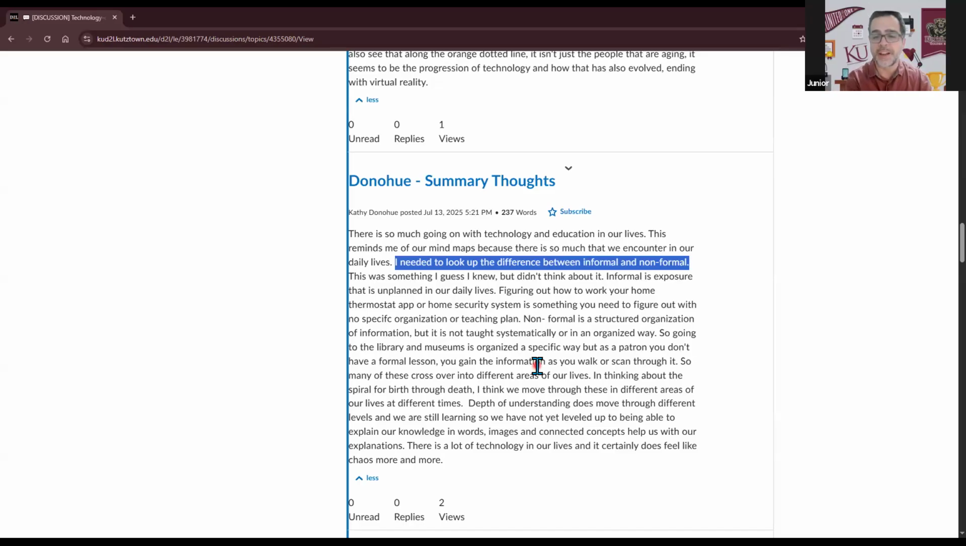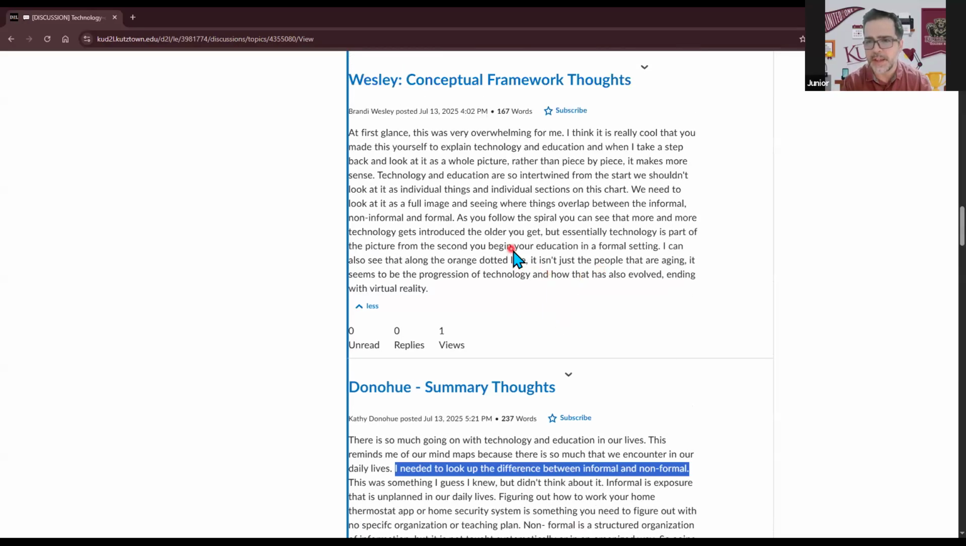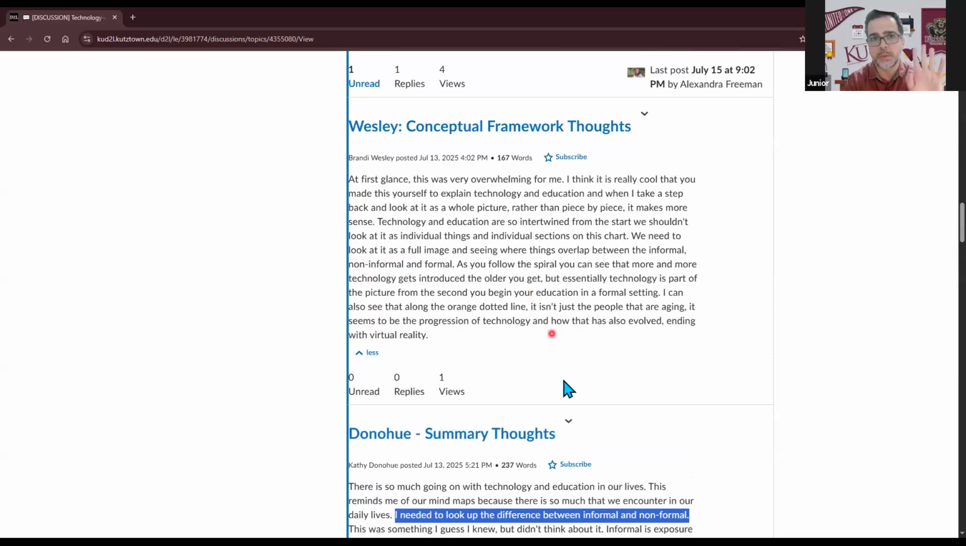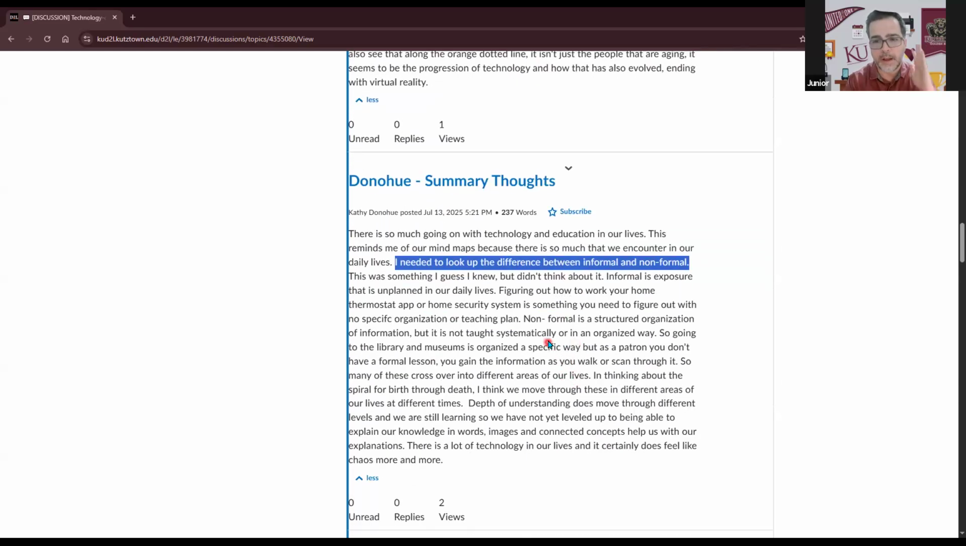The difference between, I think Johanna was the one. Yes, Johanna really did a great job. She was spot on with what I have shared in my thesis.